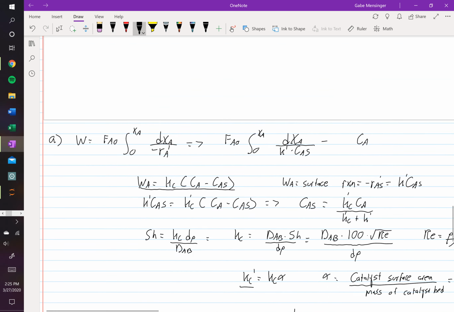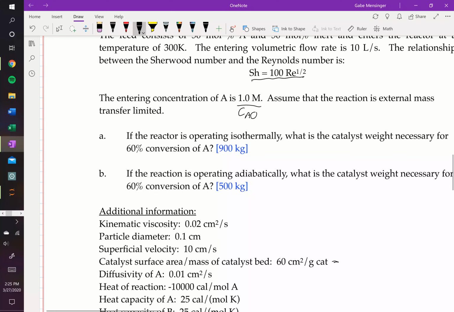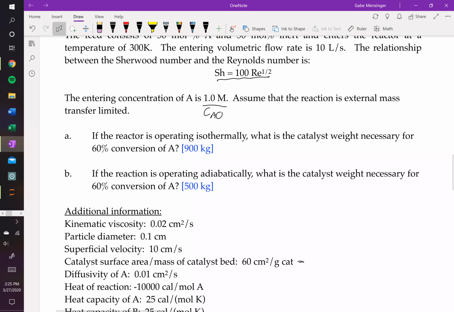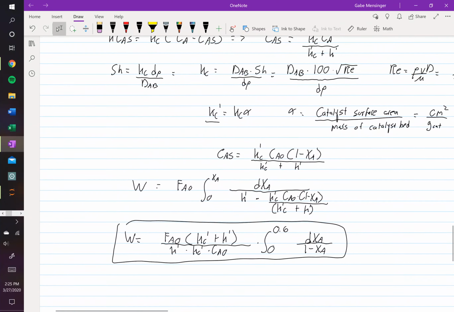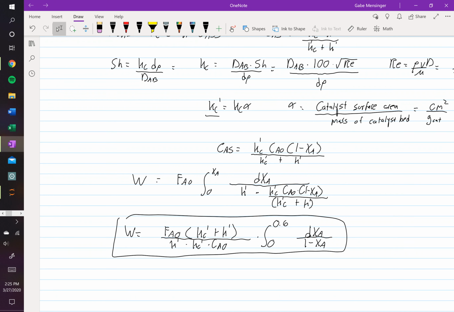Okay, and part B. Part B, if the reaction is operating adiabatically, what is the catalyst weight necessary for 60% conversion of A? Okay, so essentially the same thing, but now it's adiabatic rather than isothermal. So from there, we've got to see what changes.